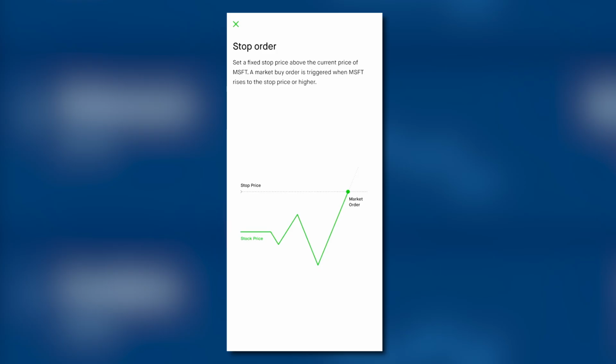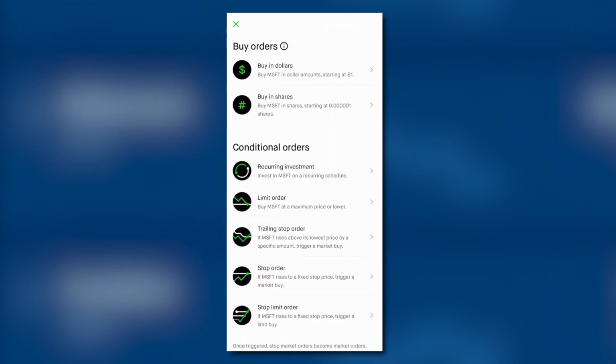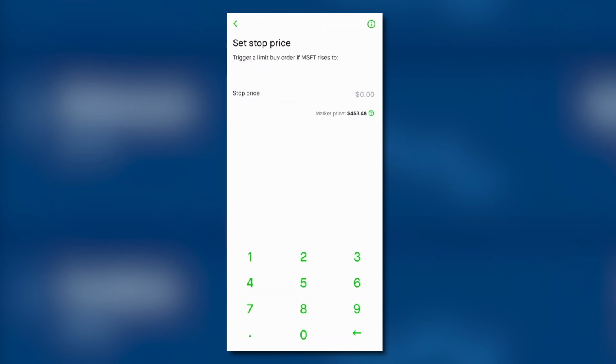Stop orders are useful if you're using technical analysis and waiting for a stock to break out of a certain level before entering a trade. You can also use a stop order as a stop loss to automatically sell a stock if it drops below a price you're not comfortable with.